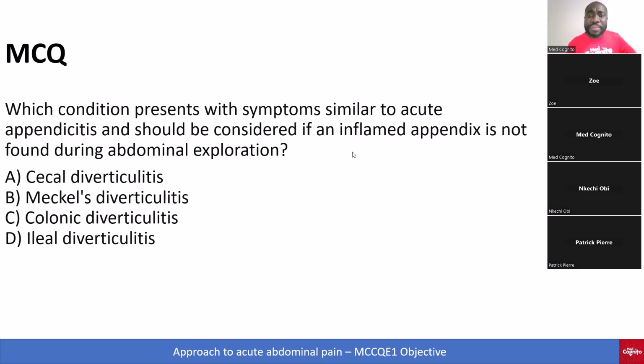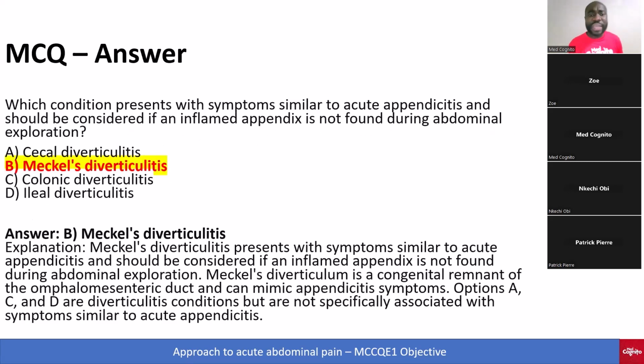Okay, so the answer is Meckel's diverticulitis. Meckel's diverticulitis presents with symptoms which are similar to acute appendicitis and should be considered if an inflamed appendix is not found during abdominal exploration. Meckel's diverticulum is a congenital remnant of the omphalomesenteric duct, and can mimic appendicitis. So one condition which can really mimic appendicitis is Meckel's diverticulitis.